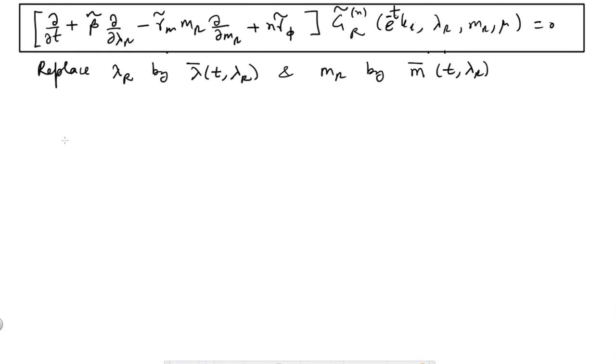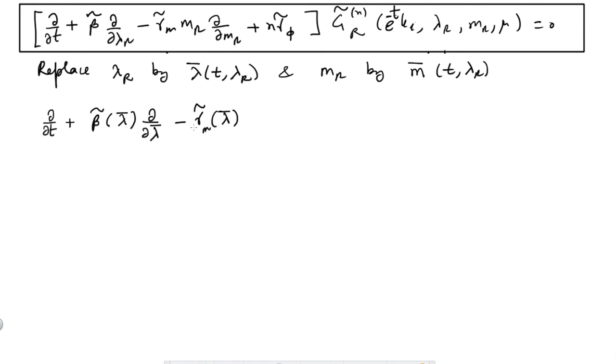So what do I get? I get delta over delta t plus beta tilde, and beta tilde is a function of lambda bar. Okay, I will not write t lambda r again, I'll leave it like this, but that is understood. And then we have delta over delta lambda bar, because wherever you have lambda r, you replace by lambda bar, minus gamma tilde m, and this is written as a function of lambda bar.